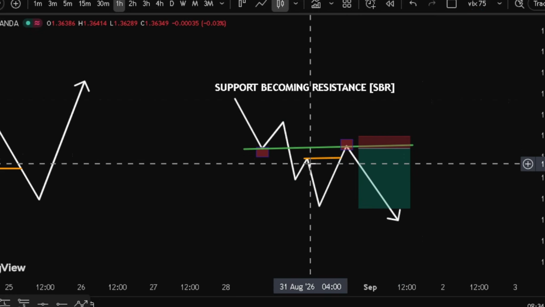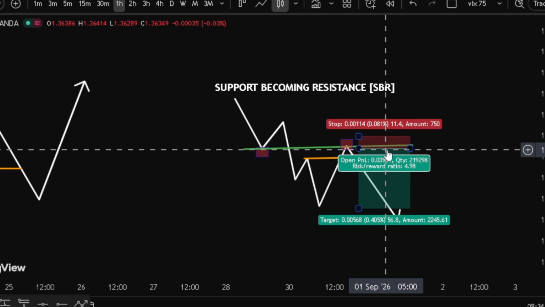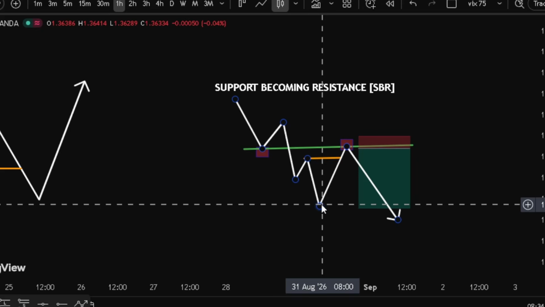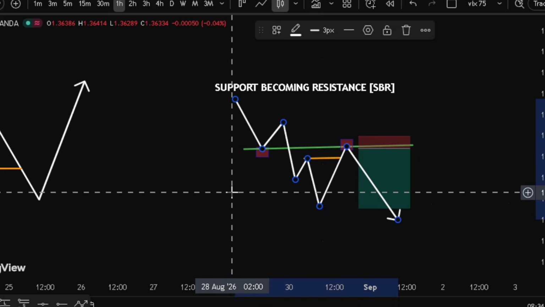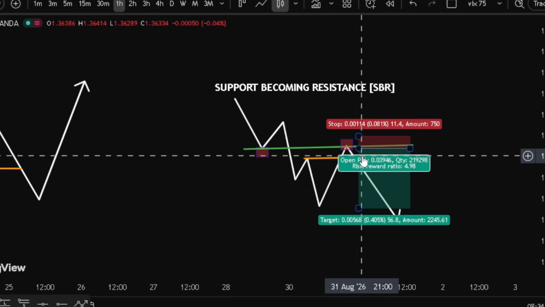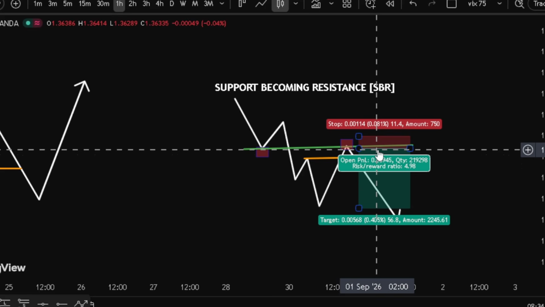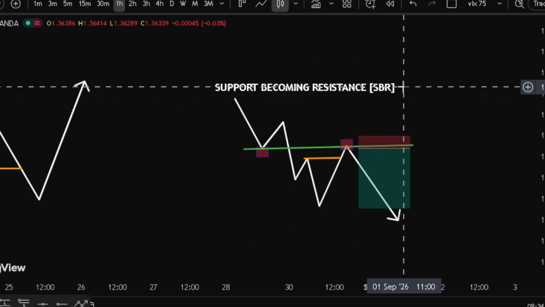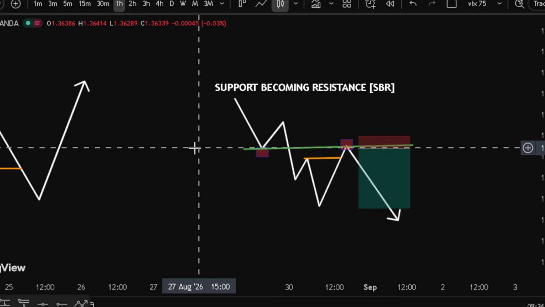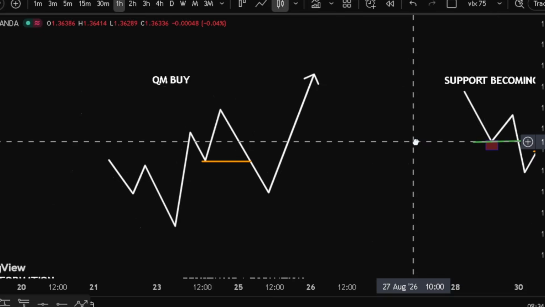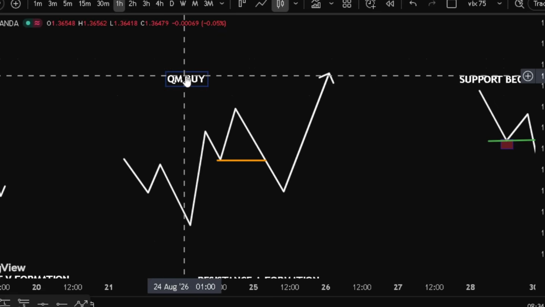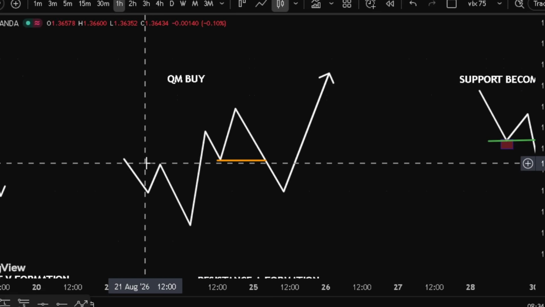Liquidity must always be present for you to take an entry. You can always take your entries using your lower time frames like the 5 minutes and the 1 minute, whereby you wait for a change of character on your lower time frame and then you proceed to take your entry. So with support becoming resistance, the SBR, I'll now be taking you through the next model, which is known as the QM buy model. So the QM, you realize that there's the QM buy and the QM sell.